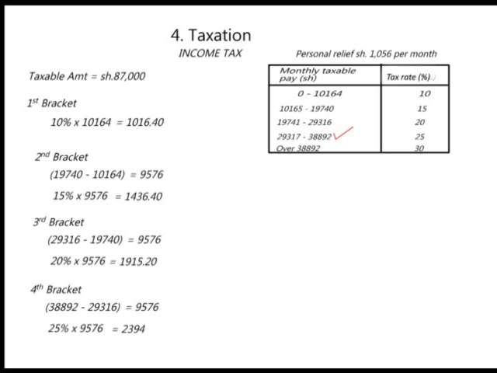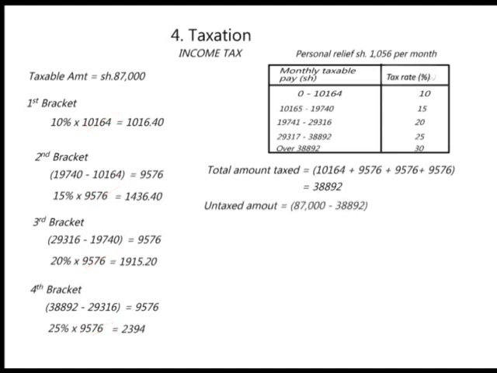The remaining amount will fall in the last bracket, that is over 38,892. But first, let's see how much we have taxed so far. In the first bracket, we taxed 10,164. In the second, third, and fourth bracket, we taxed 9,576. If we add the total, we get 38,892. Our taxable amount was 87,000. The amount that has not been taxed so far is 87,000 minus 38,892. That will give us 48,108. This is taxed in the last bracket. 30% of 48,108 is equal to 14,432 and 40 cents.